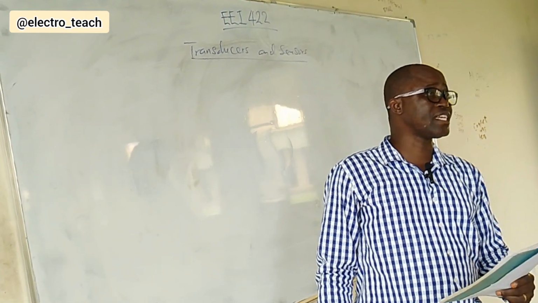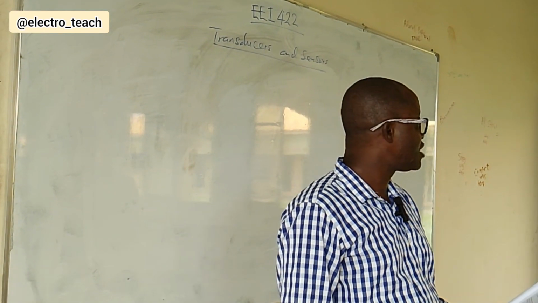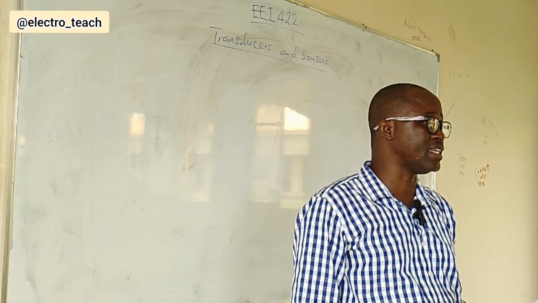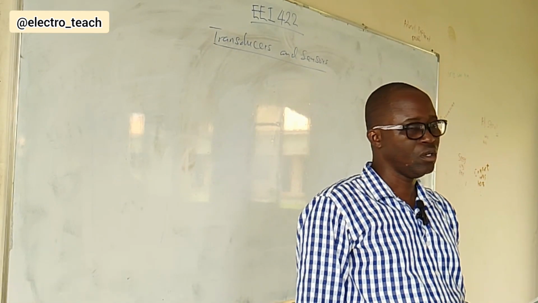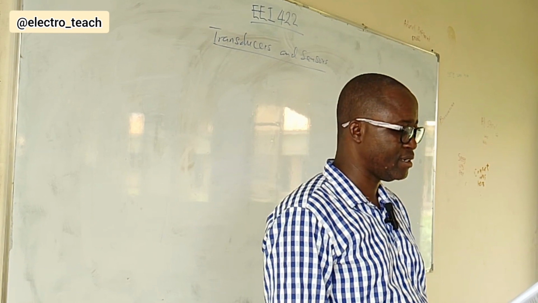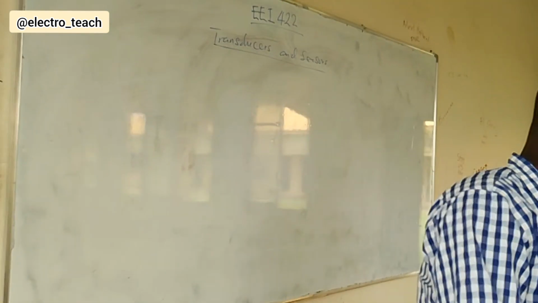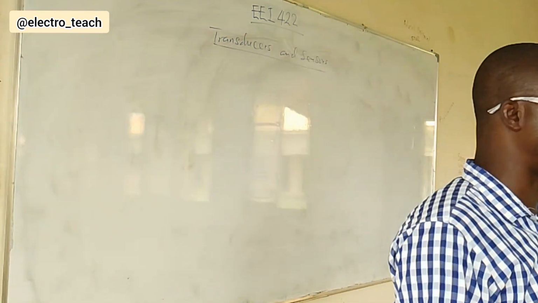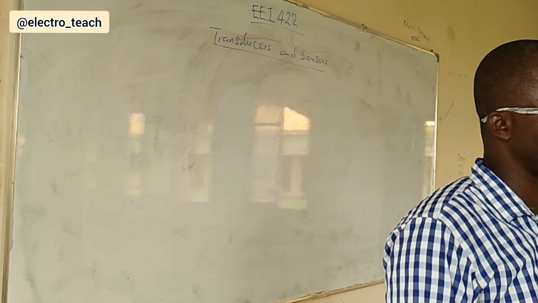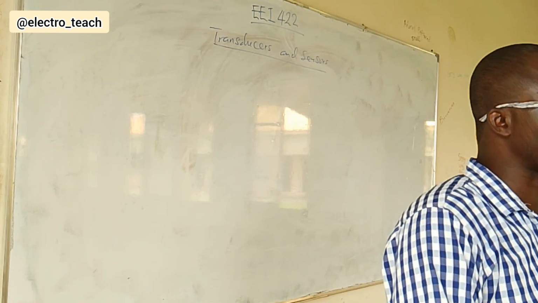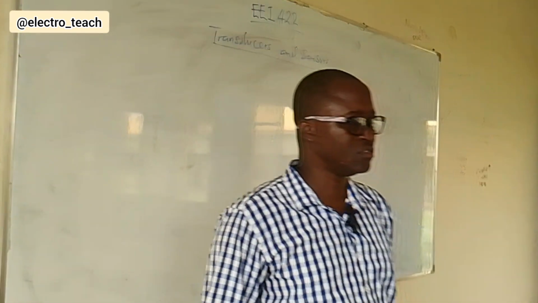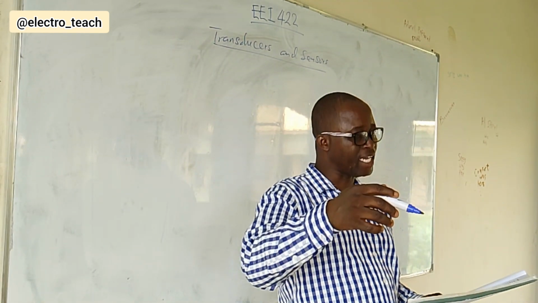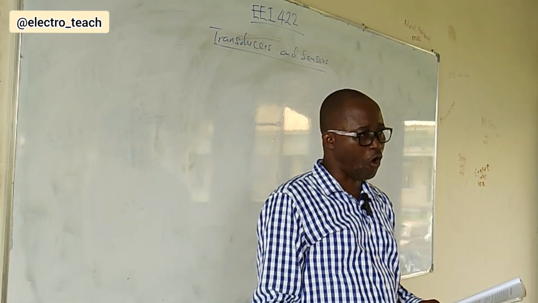A useful way to classify transducers is on the basis of the property that the device is intended to measure. We can define a transducer as a device that converts a primary form of energy to a corresponding signal with a different energy form. That's a new definition, isn't it? A device that converts energy from a primary form to another form of energy, the corresponding form.